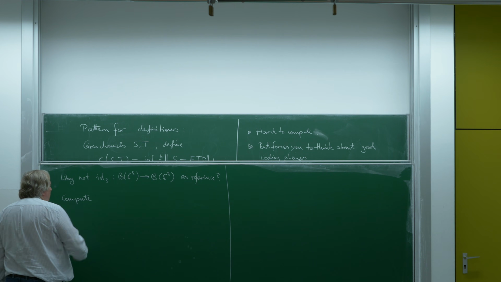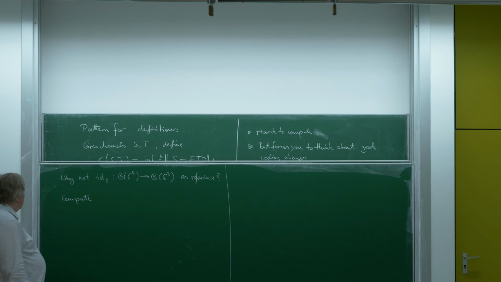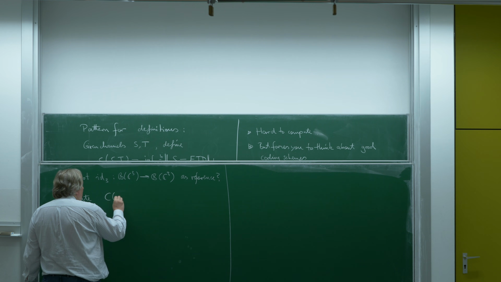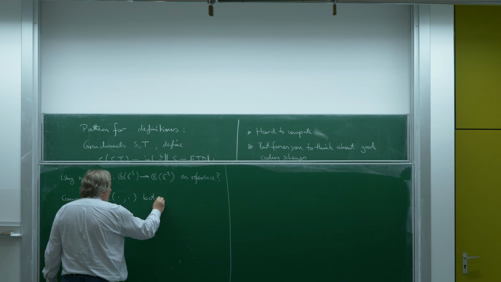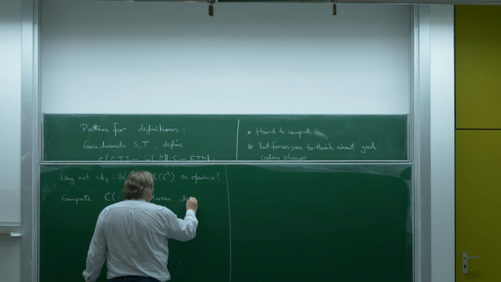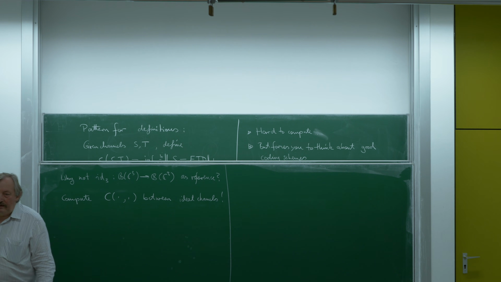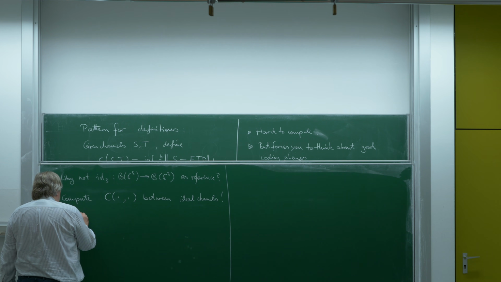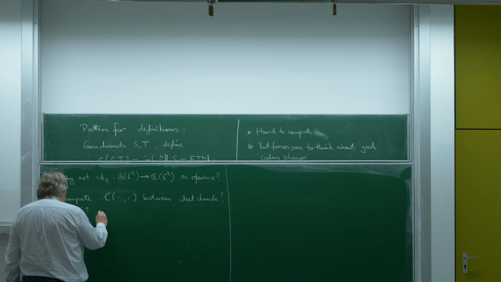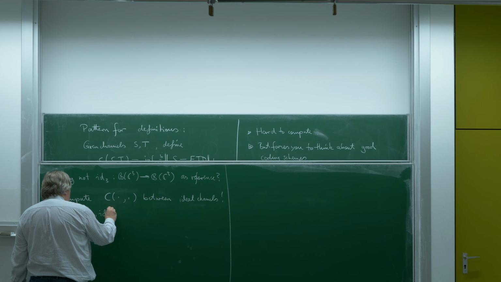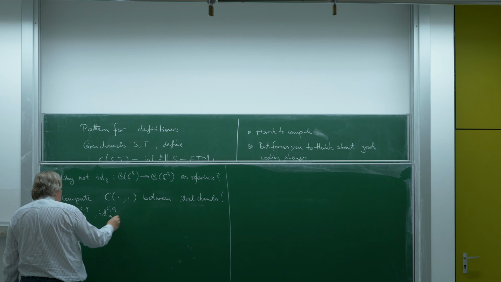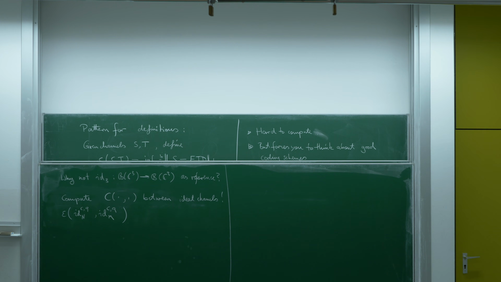But one way to approach this, and I think this tells you something about capacity, is to compute C between ideal channels. And that will tell us how this works. So let's say we have the identity n, and the identity m, let's say CQ, and we ask for the errors here. This is what we would like to compute.